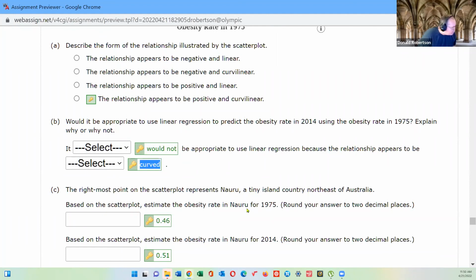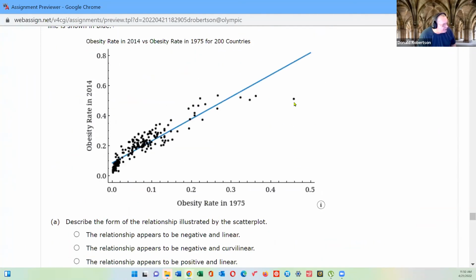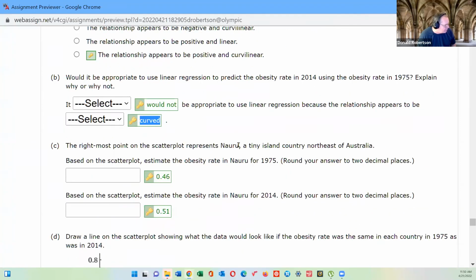The rightmost point, oh, it's not America. Do you know that guy that I said that's America? It's not. It's a place called Nauru. Nauru? Never heard of it. But it is a place northeast of Australia, right? It's way out in the Pacific on its own.